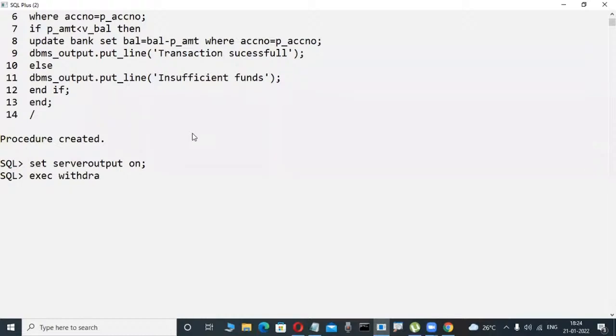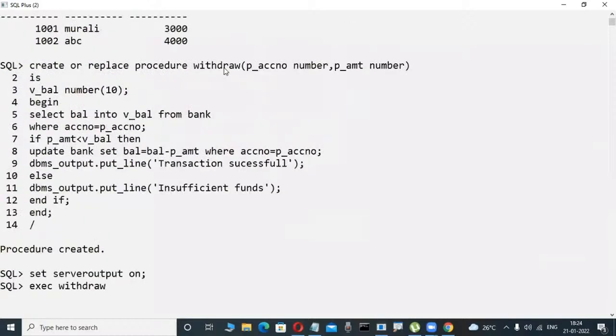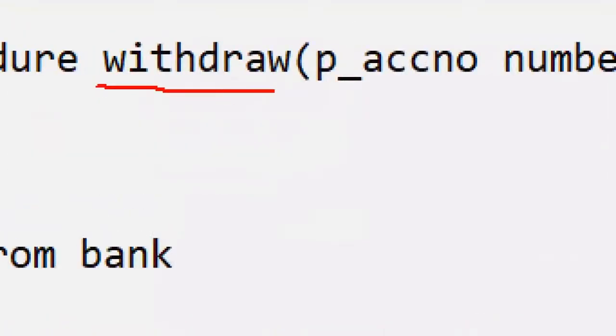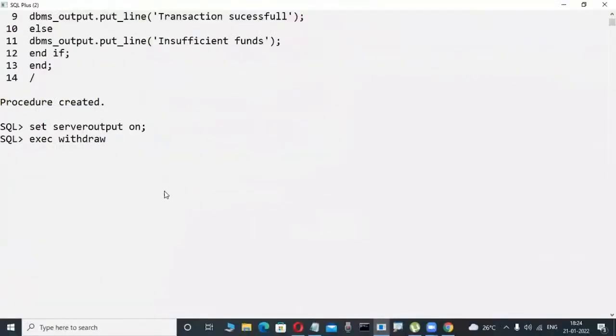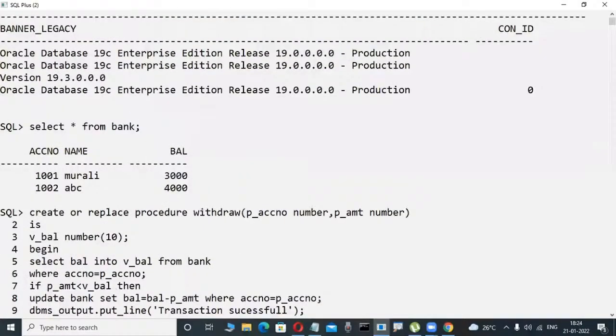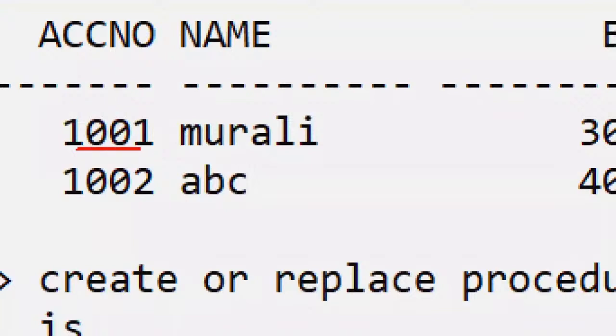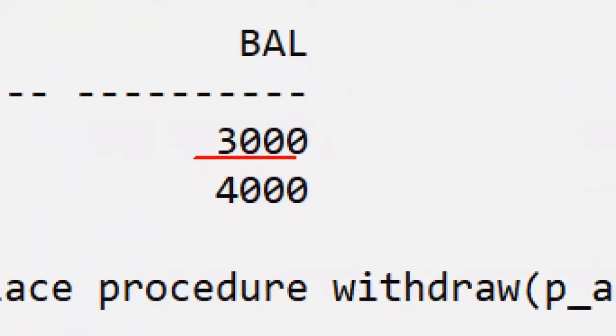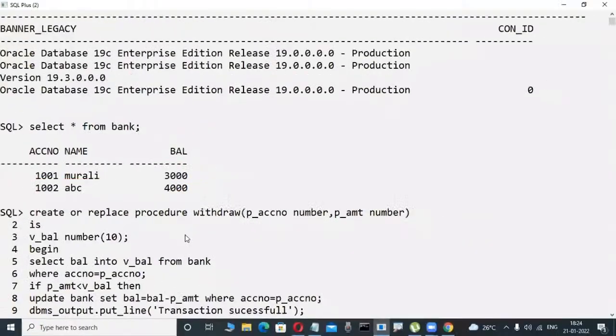You don't have an idea about all these things, just observe it here. Withdraw is the name of my program that I'm giving. Okay, fine. Here I'm passing my account number 1001, comma, I try to withdraw 9,000 rupees, for example. Observe here, slowly, in this table. 1001 is my account number, Murali is my name. My balance is how much? 3,000. In my table, 3,000 is the current balance.